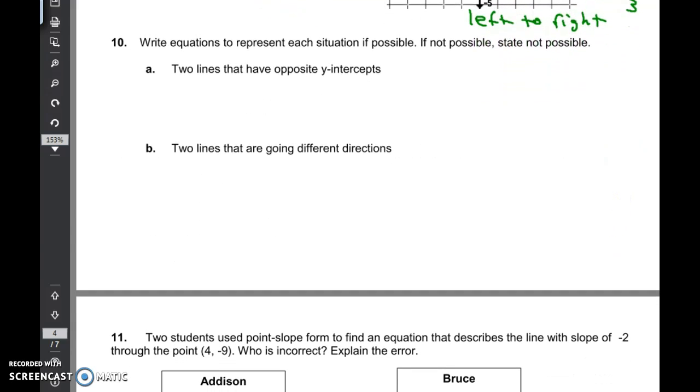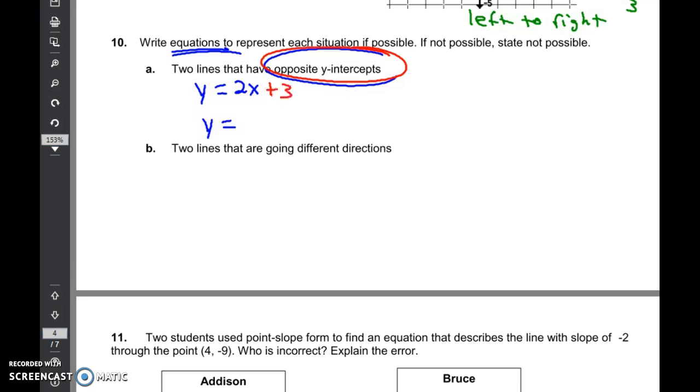Number 10, this is one that we did not practice a whole bunch, but it's not asking too much. You're just to make up your own equation, just to write 2 equations. To be an equation, there has to be an equal sign. So write equations. So there's going to be a y equals and a y equals. In this case, they want opposite intercepts. Opposite intercepts. So it doesn't matter what the slope is. So 2x, and then an opposite 2x plus 3.